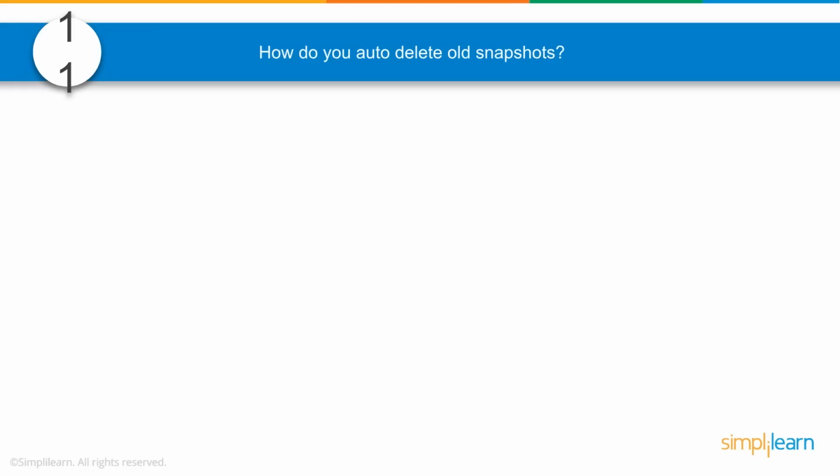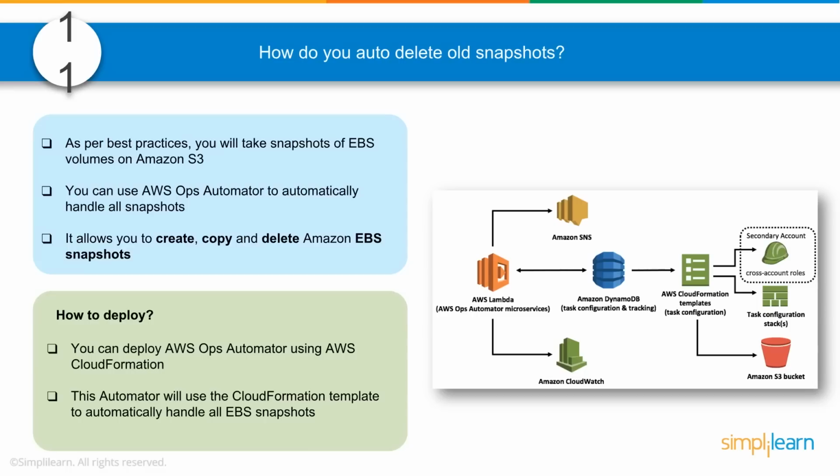This is another classic question in companies which deal with data management. There are easy options to create snapshots, but deleting snapshots is not always a click of a button or a single-step configuration. So you might be facing a question like, how do you auto delete old snapshots? And the procedure is like this. As a best practice, we will take snapshots of EBS volumes to S3. All snapshots get stored in S3. We know that now. And we can use AWS Ops Automator to automatically handle all snapshots.